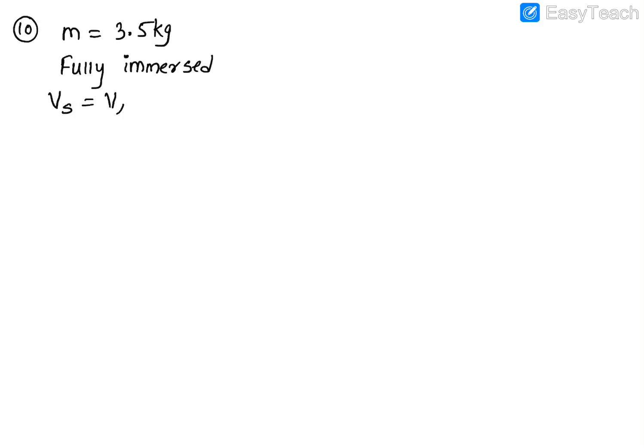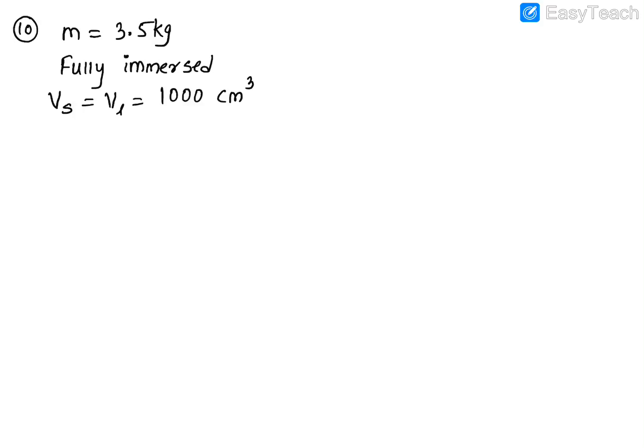Okay, then next problem, number 10. In problem number 10, they say a body of mass 3.5 kg displaces 1000 cm cube of water when fully submerged. So the mass of the body is 3.5 kg. It's given that the body is fully immersed, so the volume of solid is equal to the volume of liquid, which is 1000 cm cube.